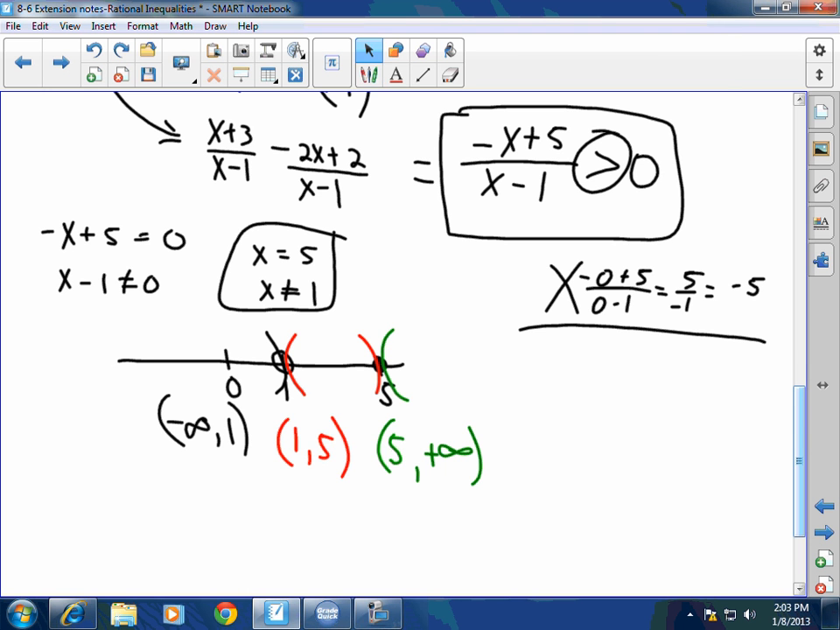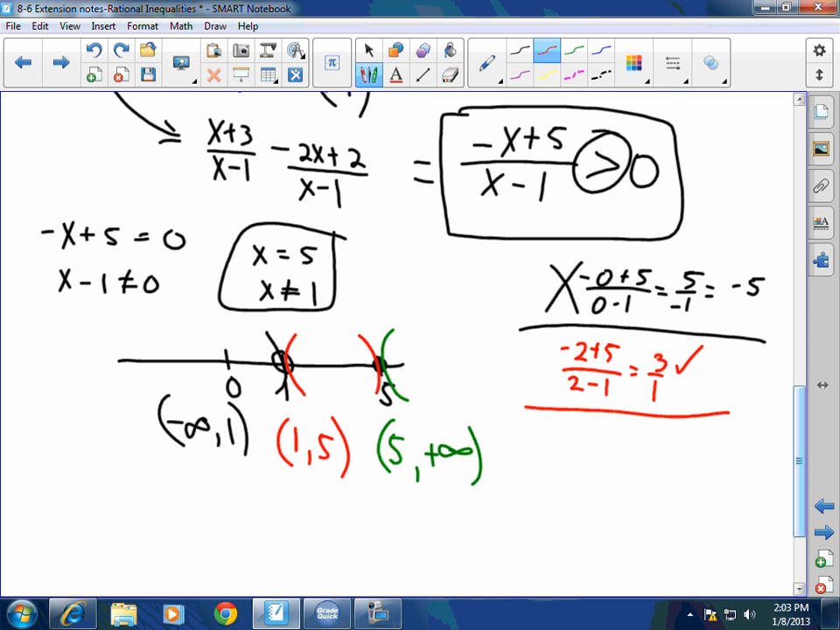Let's do the red interval. Between 1 and 5, what you got? Come again? 2. Okay, let's do 2. So I got negative 2 plus 5 over 2 minus 1. That's 3 over 1. That works. That's positive. Excellent. And then my last but not least, let's do 6. So I got negative 6 plus 5 and then 6 minus 1, that's going to be negative 1 over 5, so that's negative 1 fifth. So that's a big fat no as well.